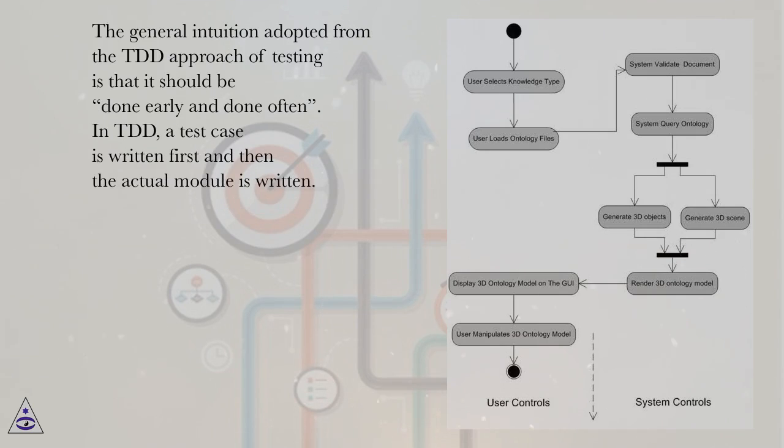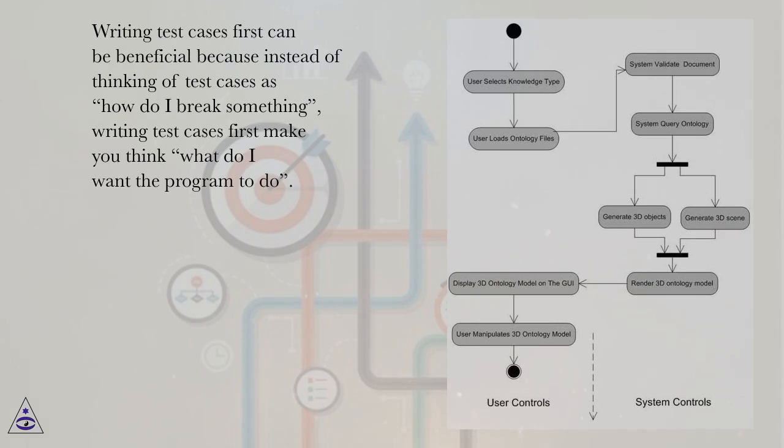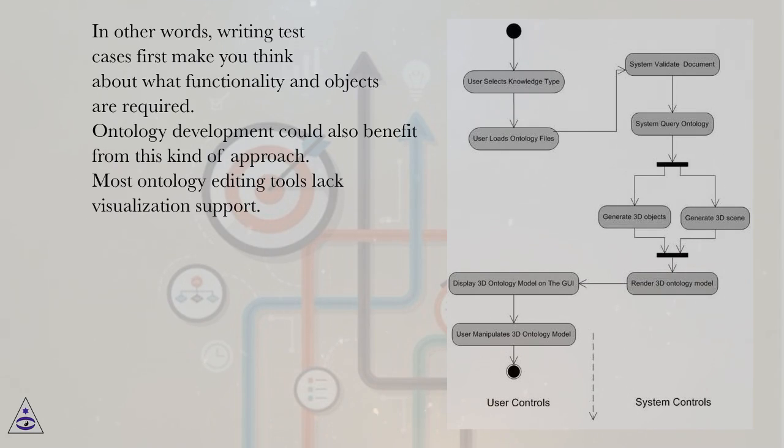The general intuition adopted from the TDD approach of testing is that it should be done early and done often. In TDD, a test case is written first and then the actual module is written. Writing test cases first can be beneficial because instead of thinking of test cases as how do I break something, writing test cases first makes you think what do I want the program to do. In other words, writing test cases first makes you think about what functionality and objects are required. Ontology development could also benefit from this kind of approach.